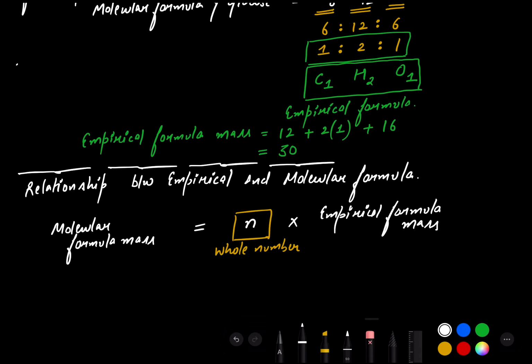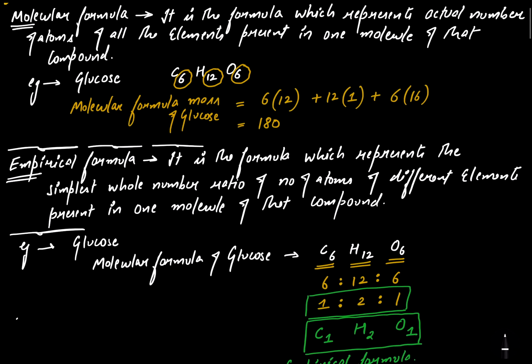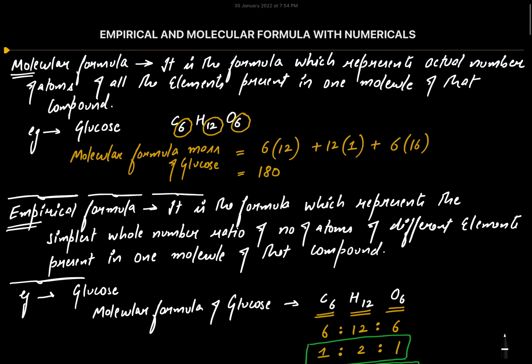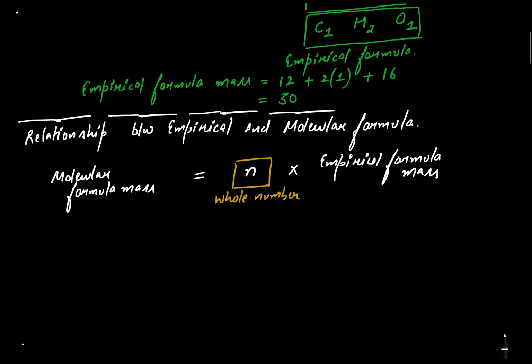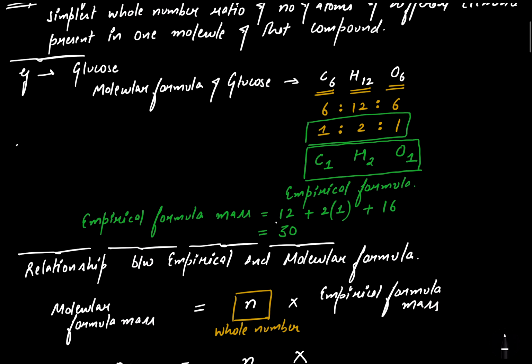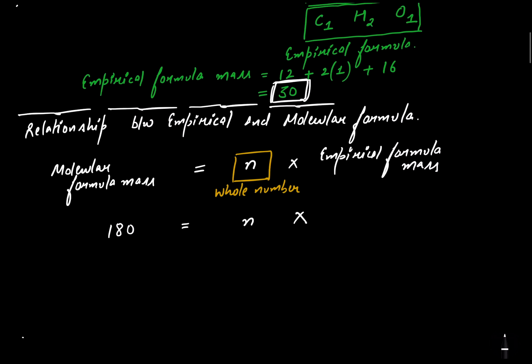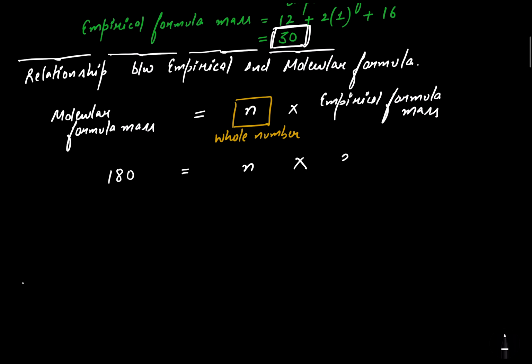What's the molecular formula mass of glucose? You can see that it's 180. I'm putting 180 for glucose. And what's the empirical formula mass for glucose? Here it's 30. I'm putting 30 over here. My n comes out to be 6. The value of n comes out to be 6.